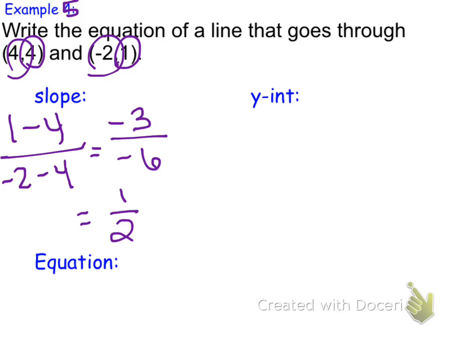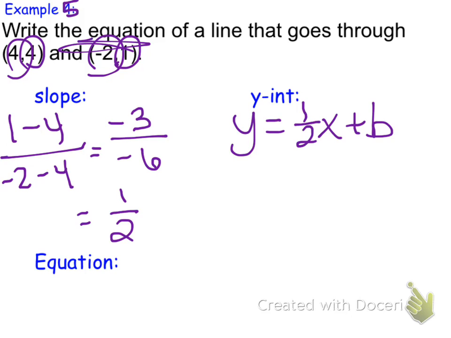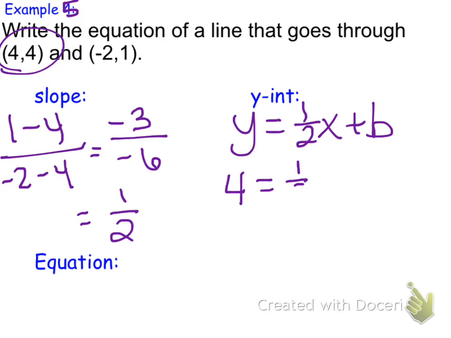Now that we have the slope, we can plug it into y equals mx plus b to calculate the y-intercept. So we're going to get y equals 1/2 x plus b. Let's pick one of those 2 points from above to plug in for x and y. I'm going to use the first point again, 4, since they're both positive numbers. So 4 in for y and for x.